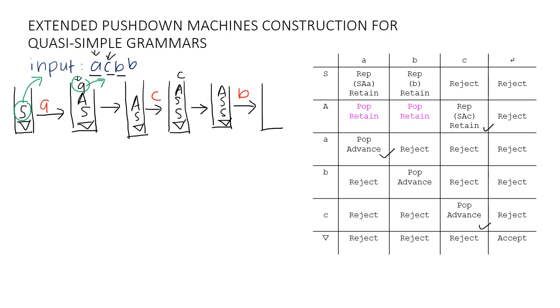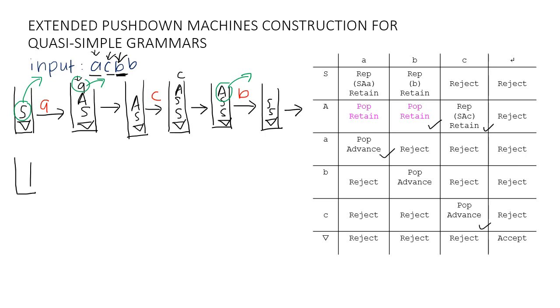The next stack will be A meeting with B, and it says pop retain. So I'm going to demonstrate how we are going to do this. So pop retain means the symbol on top of the stack is popped out, so we are left with SS, but in contrast with pop advance, we do not move to the next pointer. We are retaining the same input pointer of this B. So we do not move to the next input pointer.